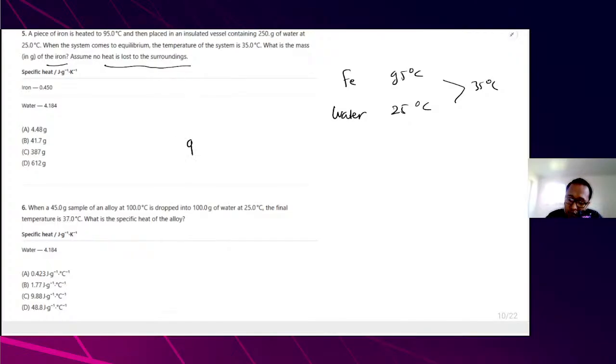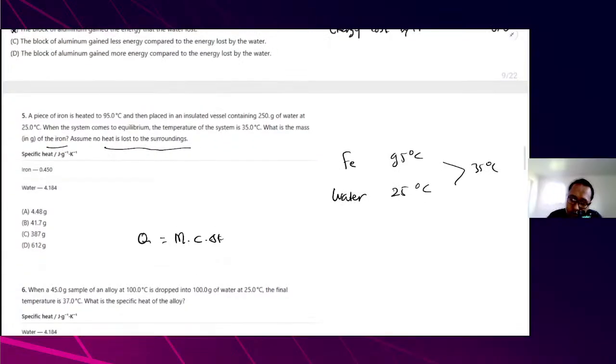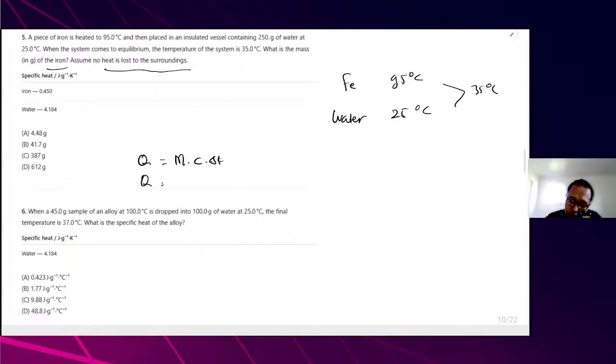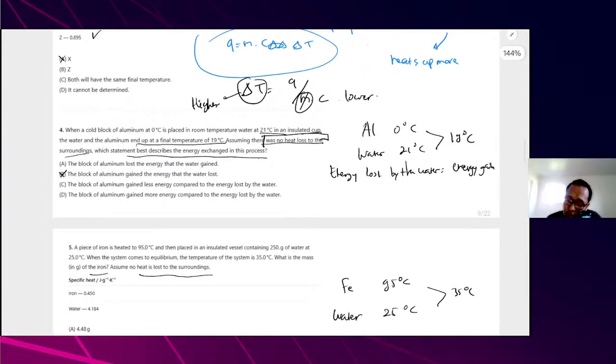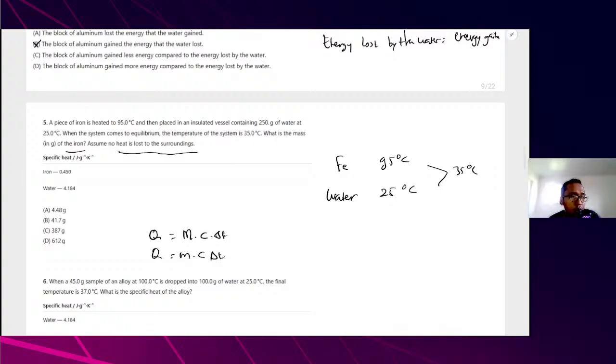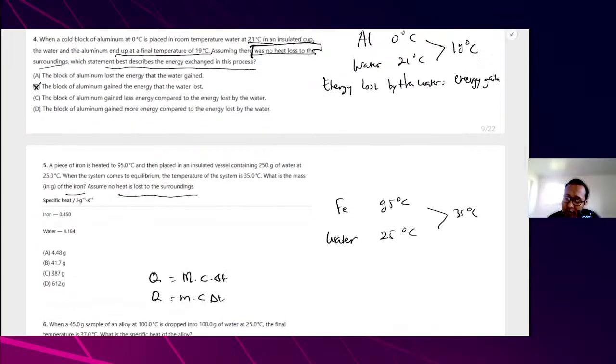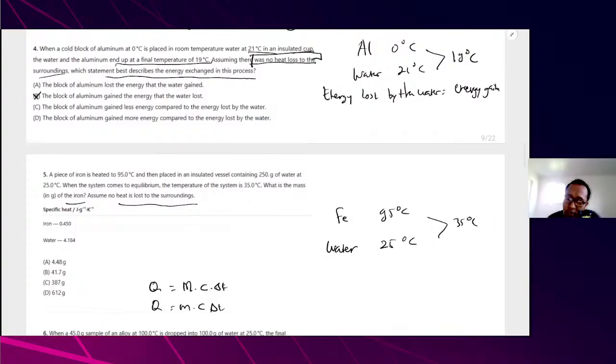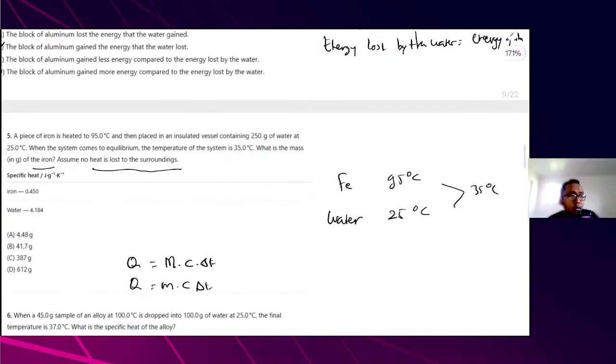Okay, how to know this is very easy. Just Q = MC delta T. Like I mentioned before, the energy lost by the iron is the same as the energy gained by the water. Like the previous one, energy lost by water is the same as energy gained by the aluminum. So now still the same, guys.